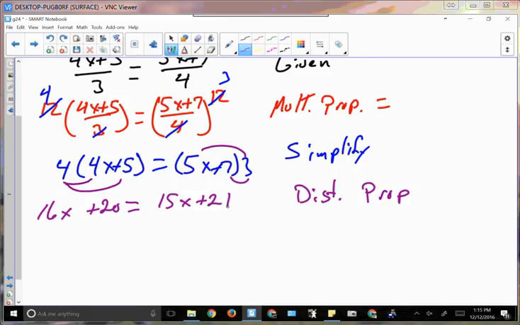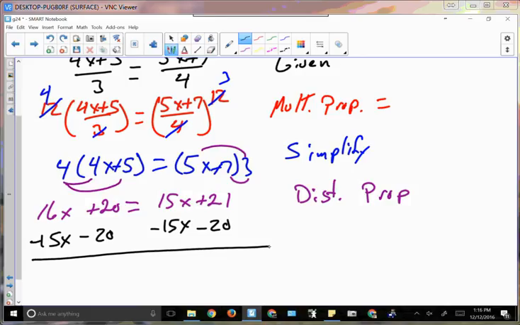So, Hannah, what do I do next? Subtract what? Like that. Anything else you want me to do? Okay. So, what's the rule that allows me to do that? Okay. So that's the subtraction property of equality.